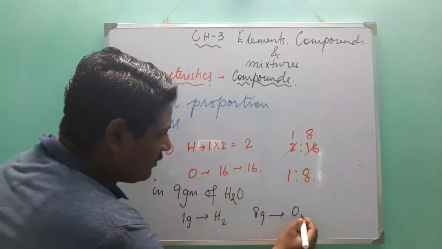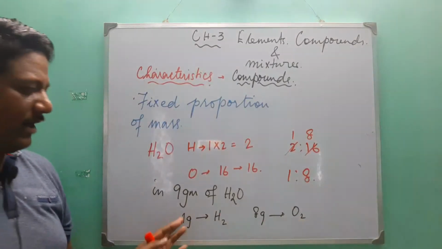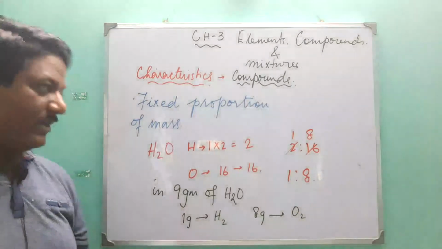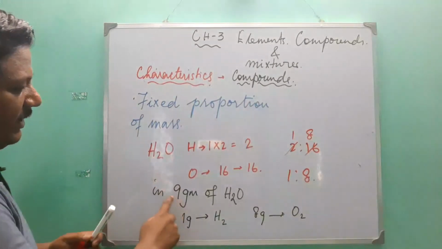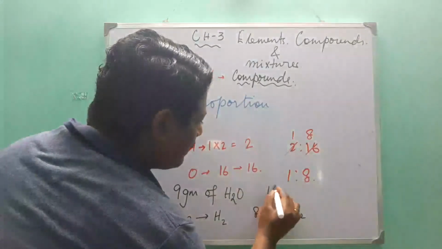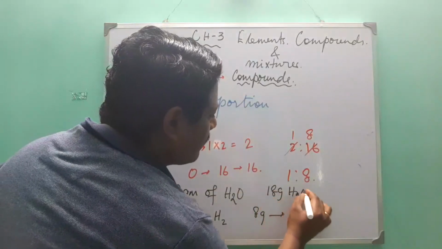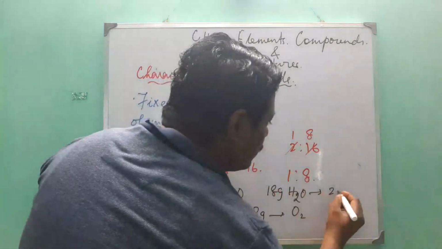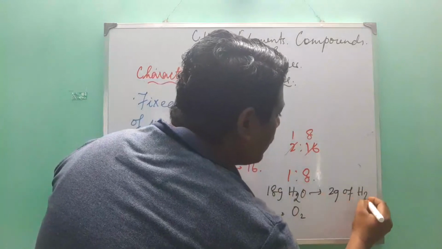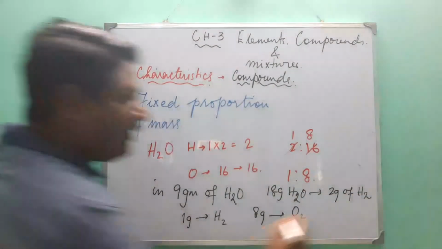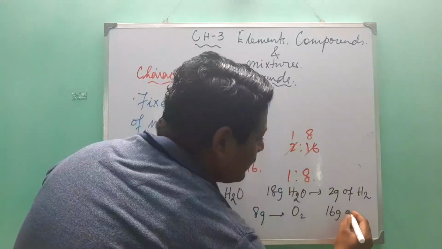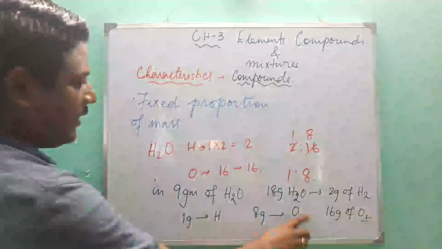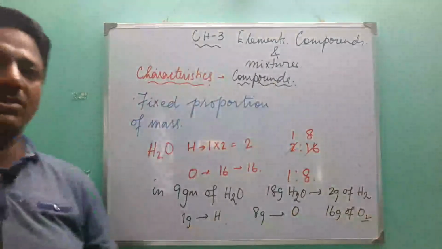Let me write it, no problem. 1 gram of hydrogen and 8 grams of oxygen. But if I take 18 grams of water, then what? If we take 18 grams of water, then 2 grams of hydrogen and 16 grams of oxygen. Okay, 2 grams of hydrogen and 16 grams of oxygen.